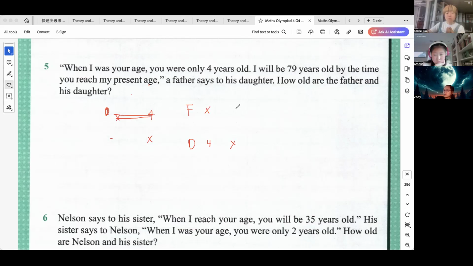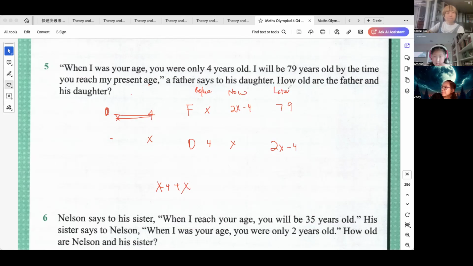Remember, the difference between father and daughter is always the same. So father minus daughter, the difference is X minus 4. That means the daughter's age plus that difference will be father's age right now. So it's 2X minus 4. Get it? This is now. This is before. Make a table. Okay, I will be 79 years old by the time you reach my present age. So father will be 79 when daughter becomes 2X minus 4.